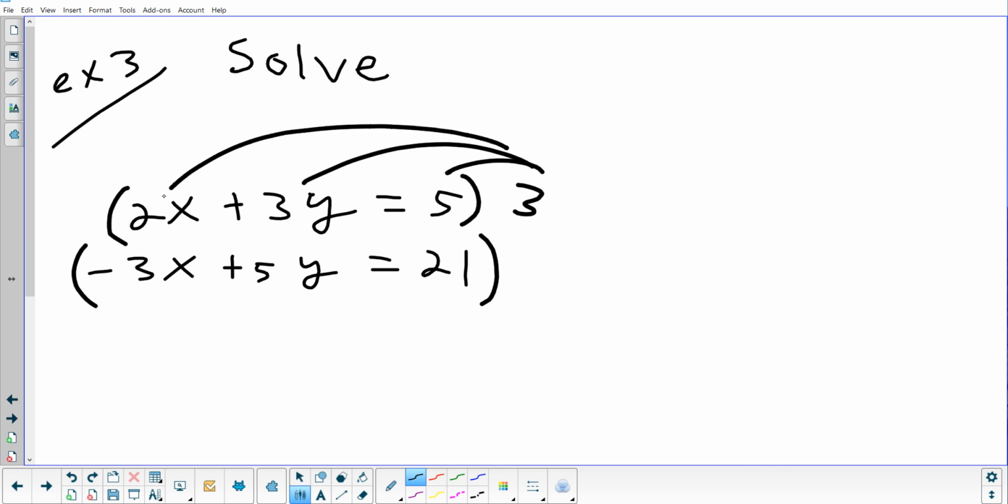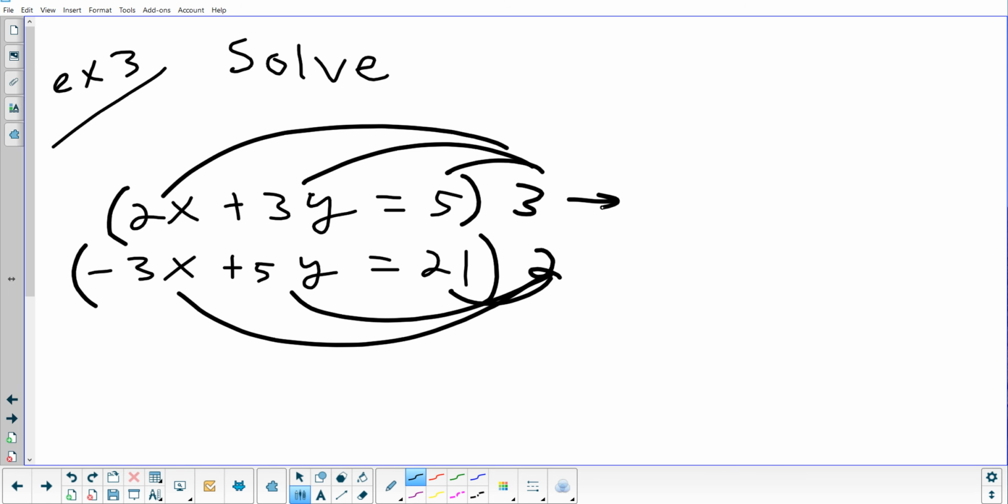And what are we going to multiply the bottom by? Yep, 2. So the whole goal here was to make the x's 6 and negative 6. Find the least common multiple, and that's your goal. Okay, let's multiply the top one by 3.